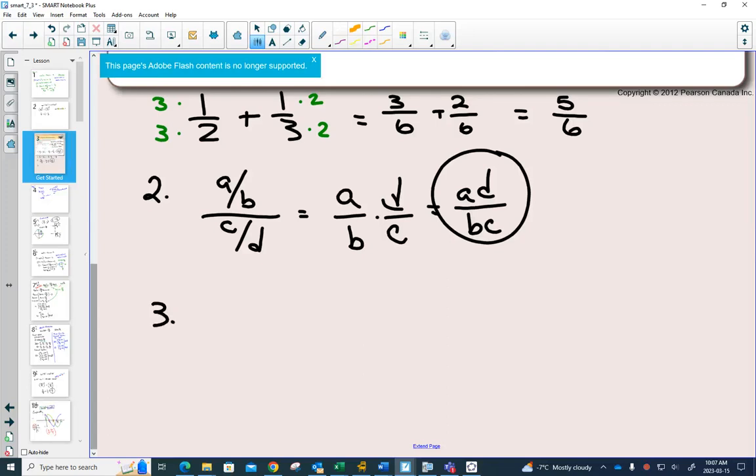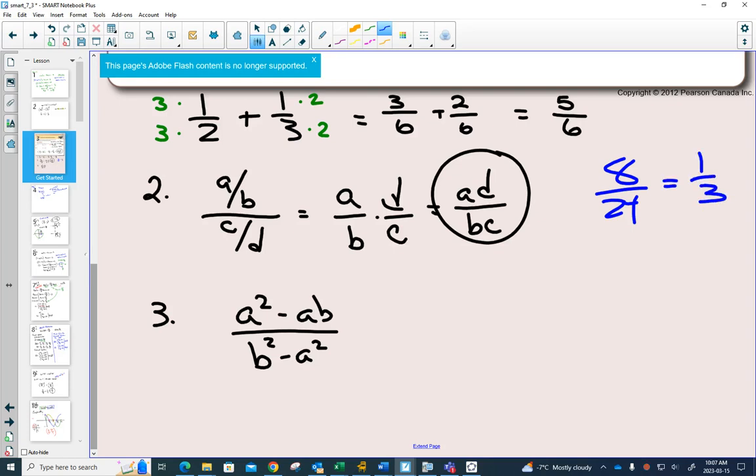Number 3. Number 3 is the only one that has started as a single fraction. A squared minus AB over B squared minus A squared. But sometimes a fraction's not in simplest form because it can be reduced. For example, if I told you numbers, 8 over 24, you'd be like, oh, both of them can divide by 8, so this reduces to 1/3. That would be the simplified form.